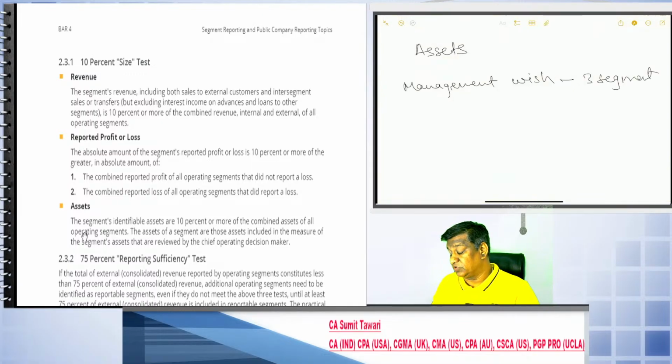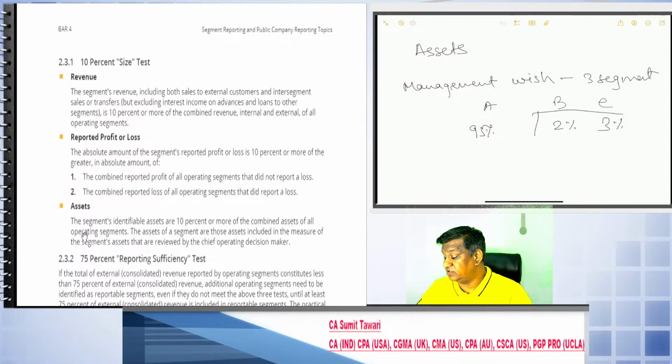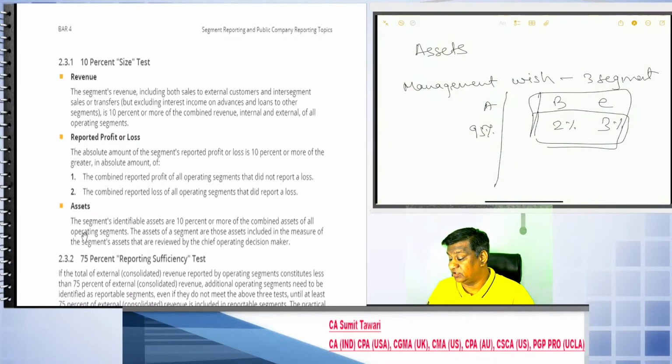Then we need to consider the 3 segments only, like A, B and C. A is doing a business of 95%, B and C are doing 2% and 3%. As these are less than 10%, you can combine them. You can show just A as a reporting segment because it is more than 10%. B and C, at 2 and 3%, are less than 10%, so you can show them as other. There is no requirement to show them separately. That is basically the 10% size test.